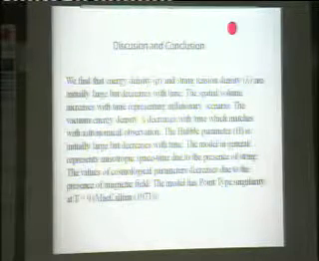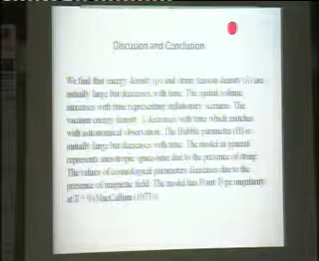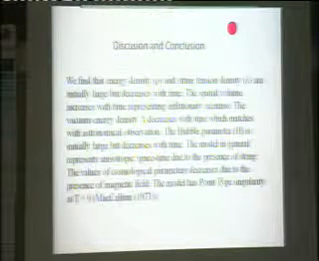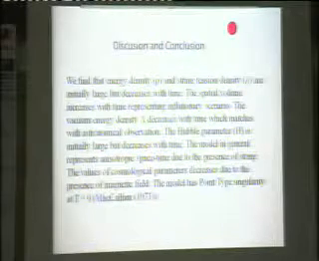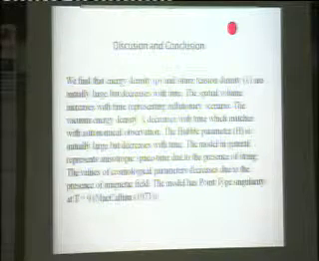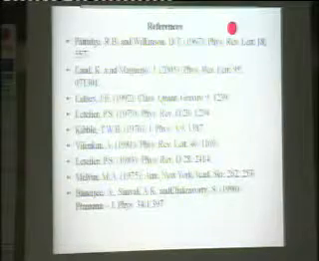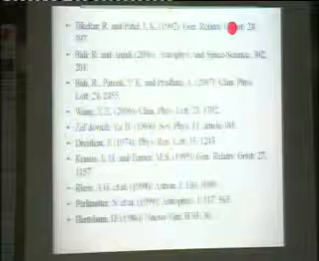Now discussion and conclusion. We find that energy density and string tension density are initially large but decrease with time. The spatial volume increases with time, representing an inflationary scenario. The vacuum energy density lambda decreases with time, which matches with astronomical observations. The Hubble parameter is initially large but decreases with time. The model in general represents an isotropic space-time due to presence of string. The value of cosmological parameters decreases due to the presence of magnetic field. The model has point-type singularity at t equal to 0, given by Matthew. And these are references used in my research work. That's all. Thank you.